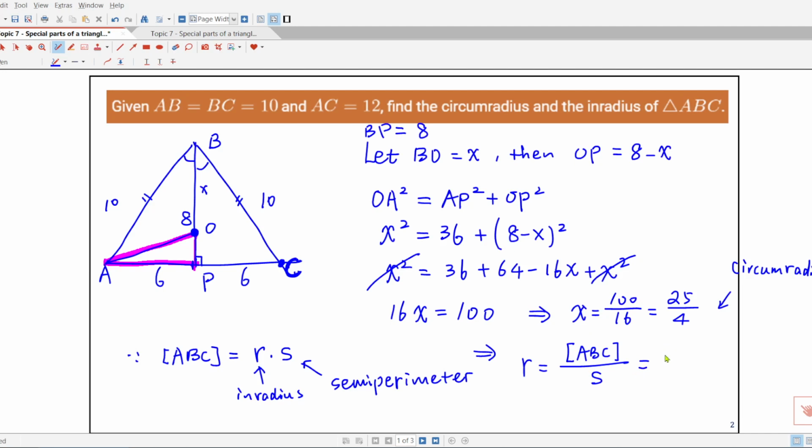And we know the area of ABC can be calculated using 1/2 of AC times BP. And we also know the semi-perimeter, which is 1/2 of 10 plus 10 plus 12, right? Therefore, we can cancel a 1/2 here. AC equals 12, BP equals 8, divided by 32. And eventually this gives us 3, right? So we know the in-radius is 3 and the circumradius is 25/4.